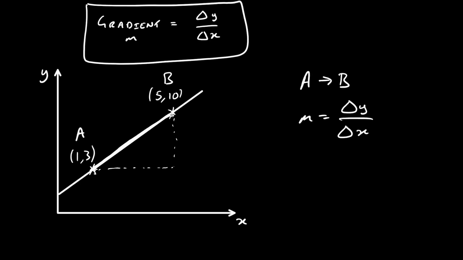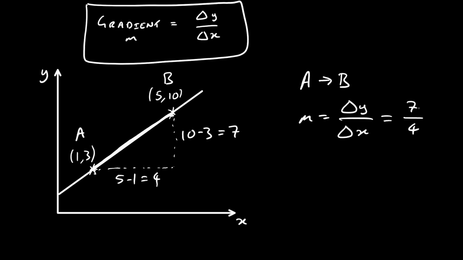So I just need to find how far we move across and how far we move up. Well, how far do we move across? That's our change in our x direction. That's going to be the difference between 5 and 1, which is 4. We move 4 units across. How far do we move up? That's going to be the difference between our y coordinates, the difference between 10 and 3, which is 7. So we move 7 units up. And that's if we move from A to B.